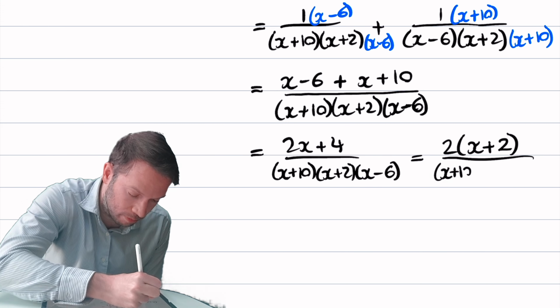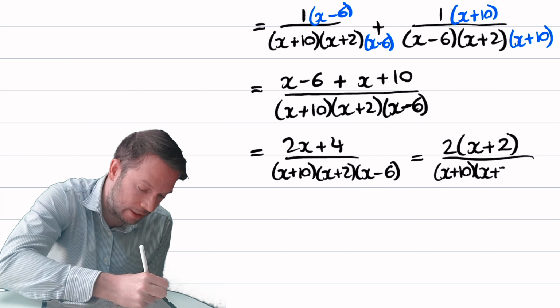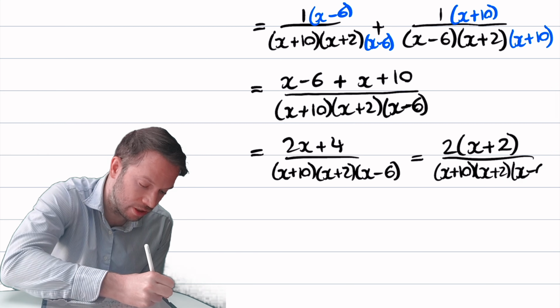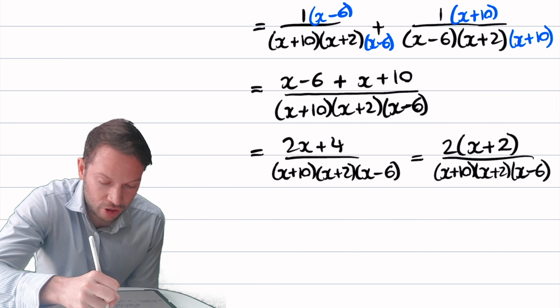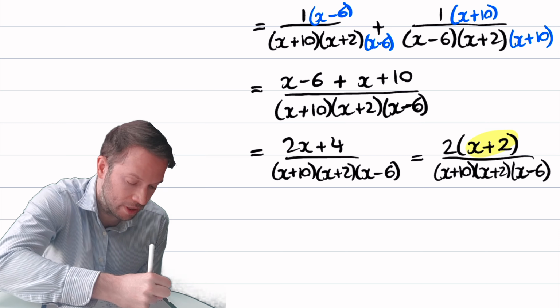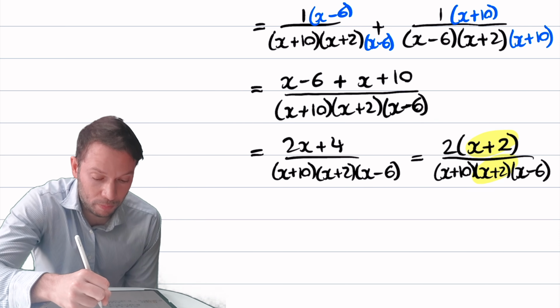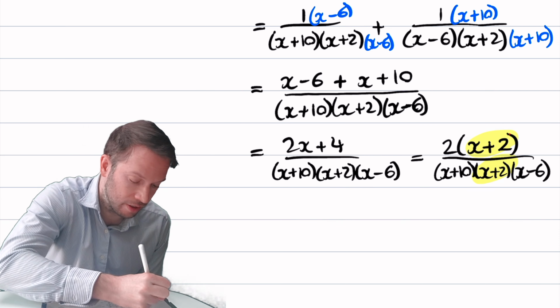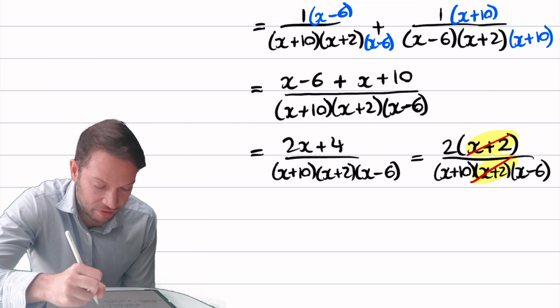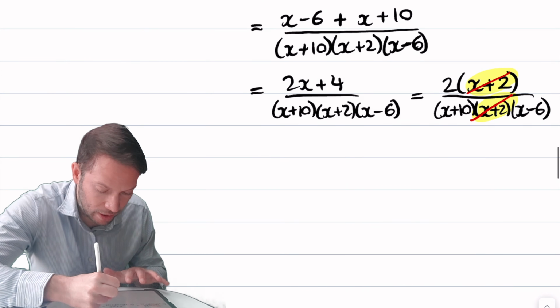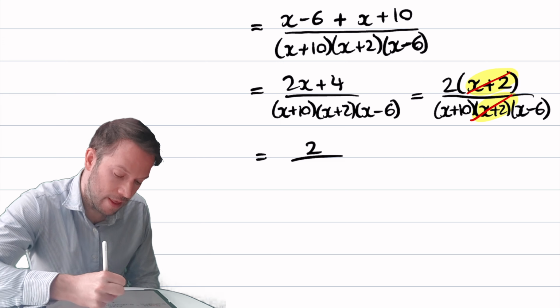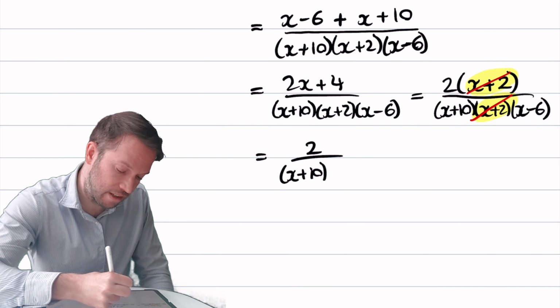And then let's write out the denominator. Now, can you see that the top and bottom of this fraction have an x plus 2 in common, don't they? So we can just divide the top and bottom of the fraction by x plus 2. We can cancel those. And we're left with something a bit simpler. We're left with 2 over x plus 10, x minus 6.